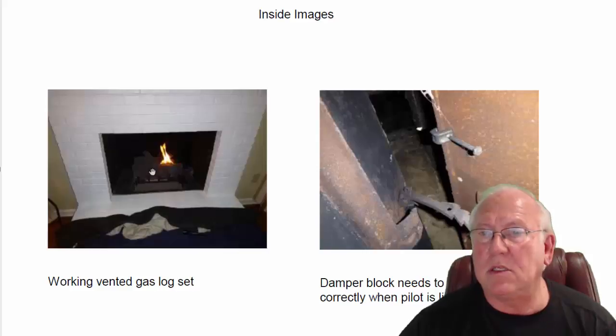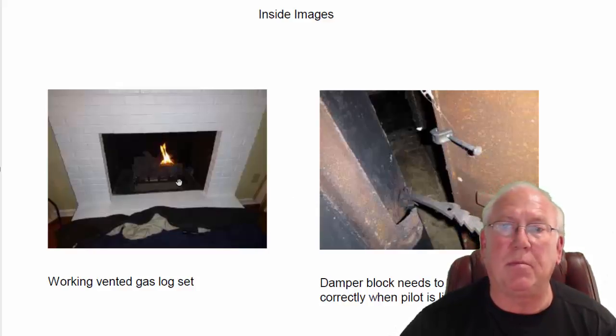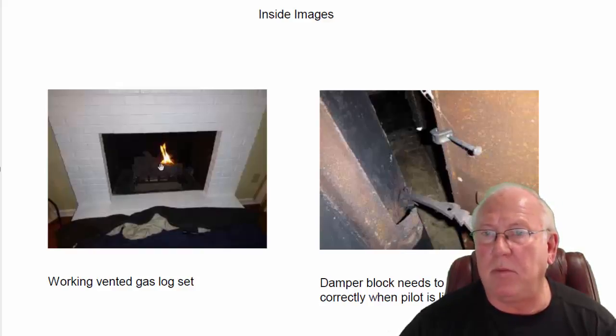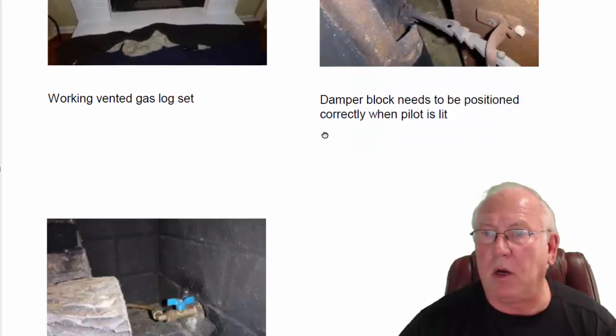Inside, we've got a working set of vented gas logs. The damper block is blocking here. It actually needs to be attached to the handle right in this location. So it needs to be relocated. But right now the pilot is off, the gas is off to the unit, so it's a non-issue. But once the pilot is relit, chances are it'll be the Piedmont gas folks that'll come out and relight it for you. They need to resecure the block in the proper location.